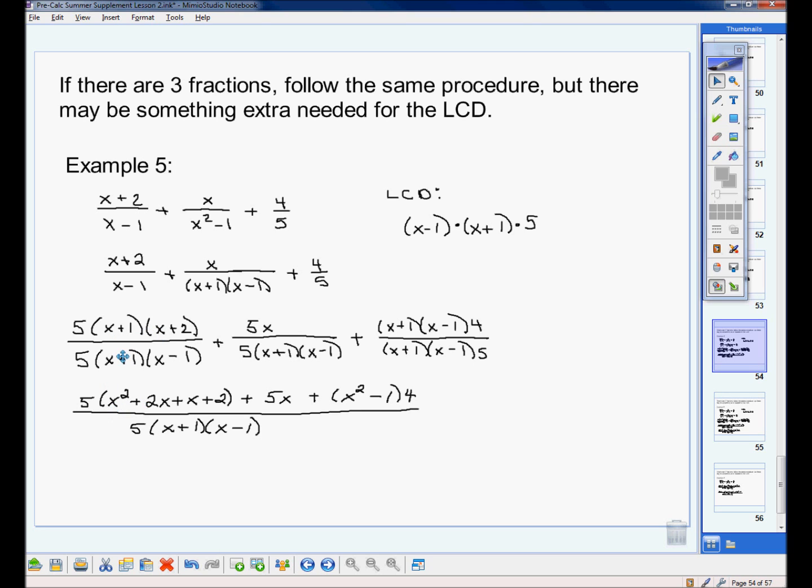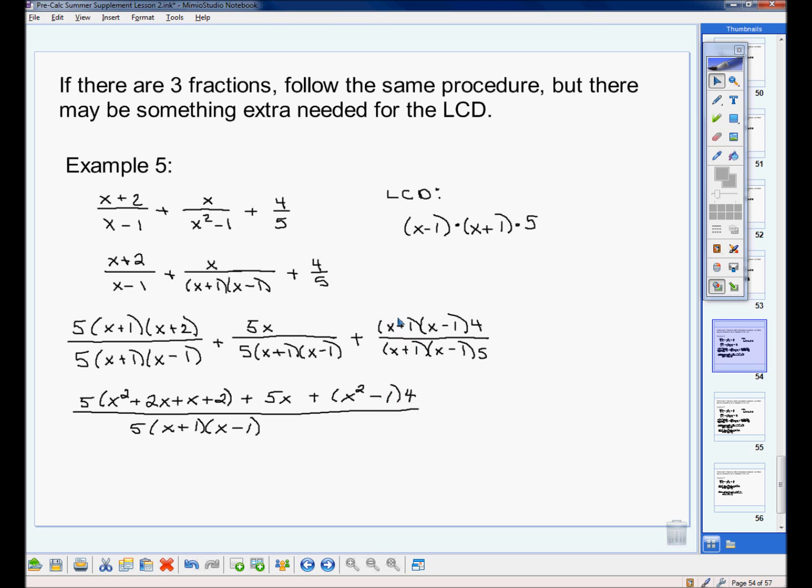x times x is x squared. 2x, 1x, and 2. This 5x just comes from here. That one's already taken care of. And then here, if I multiply x plus 1 times x minus 1, we get x squared minus 1. It's the sum and the difference of the same thing for a binomial. And it comes out to be like that.